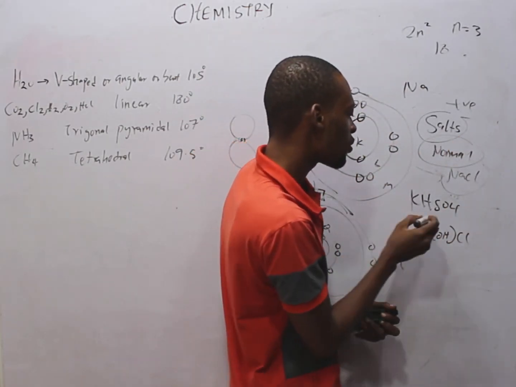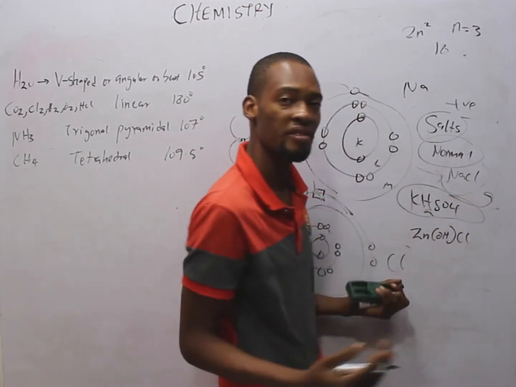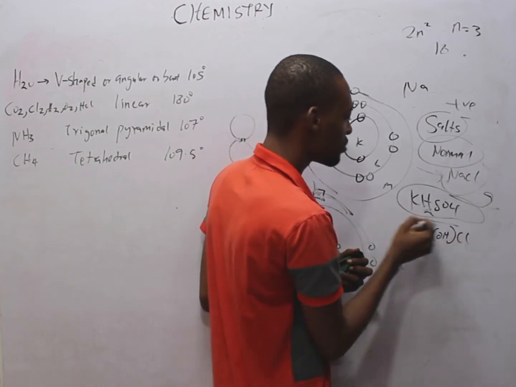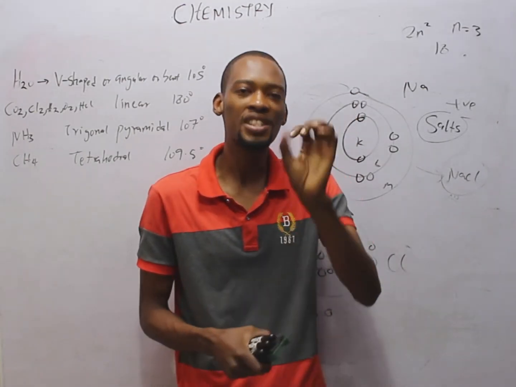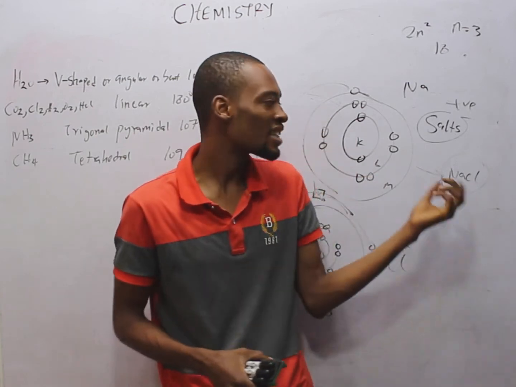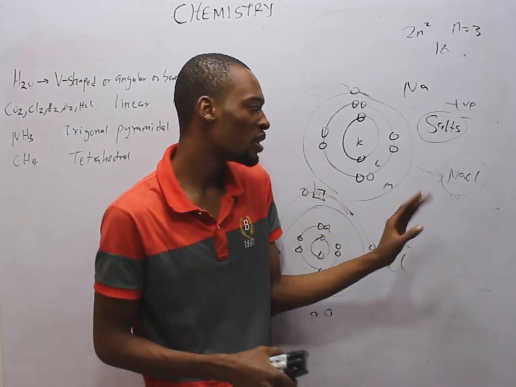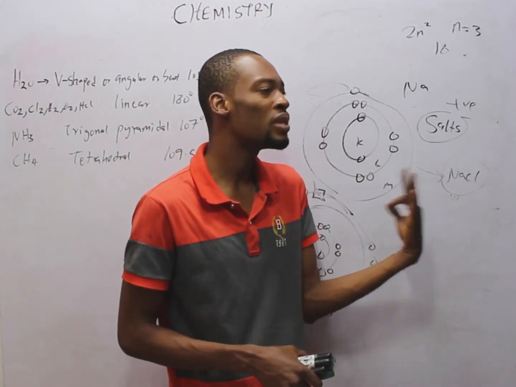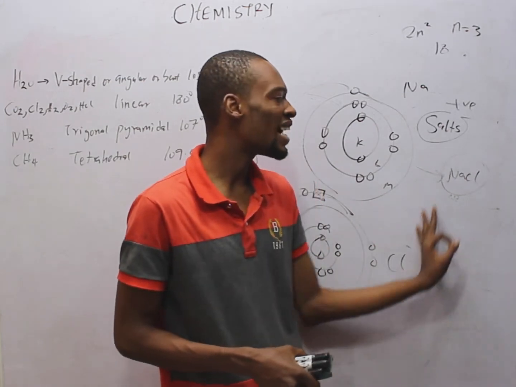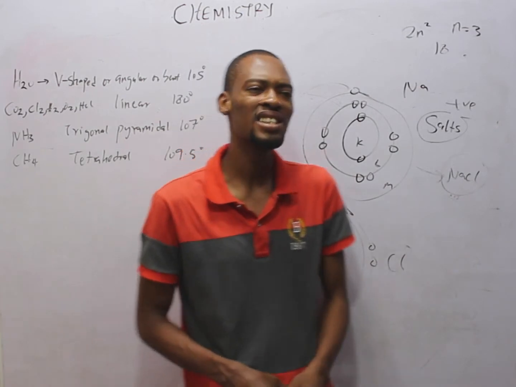You see this H alone? This already shows you that this is an acid salt. This already shows you that this is a basic salt. When you see H in a salt, then that salt is an acid salt, because not all the replaceable hydrogen ions have been replaced by a metal. If you see OH in the salt, then know that it's a basic salt, because not all the hydroxide ions have been replaced. So that is it on types of salt.